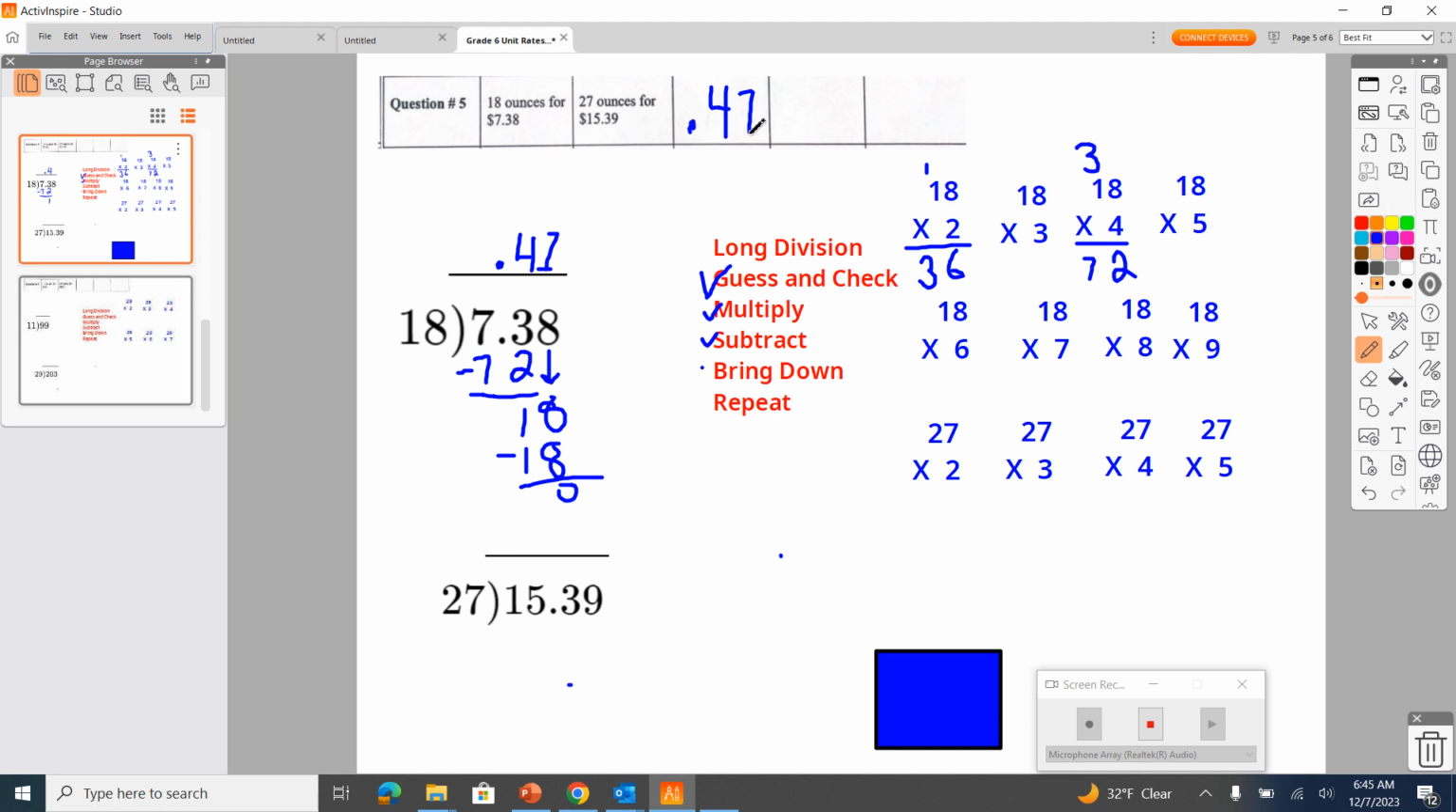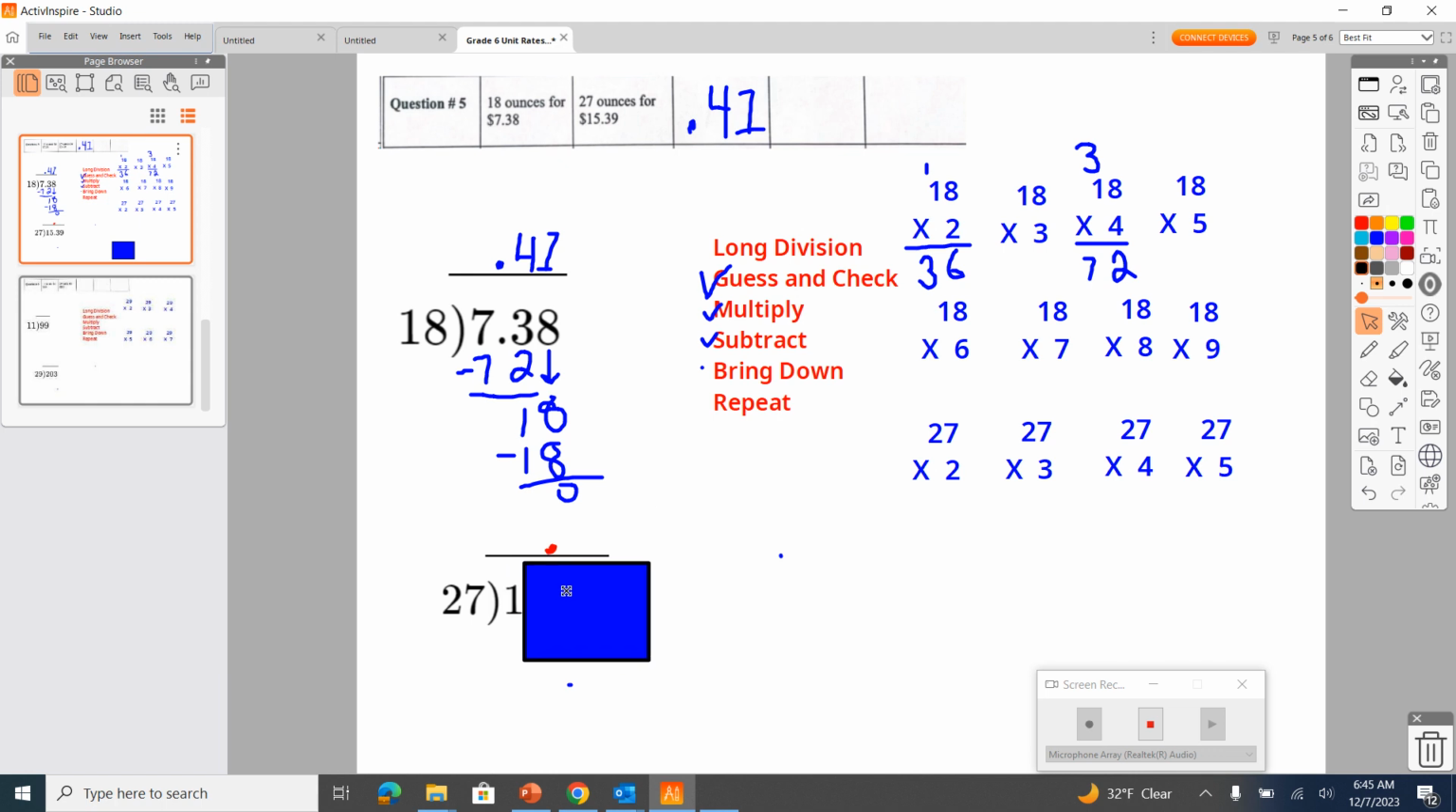I'm going to change my pen color now. And I'm going to do 27 goes into 15.39. Said this before, I'm going to put a dot right there for my decimal, and now I'm going to ignore it. 27 does not divide into 1. It does not divide into 15 because 15 is still smaller, worth less than 27. But it does divide into 153.